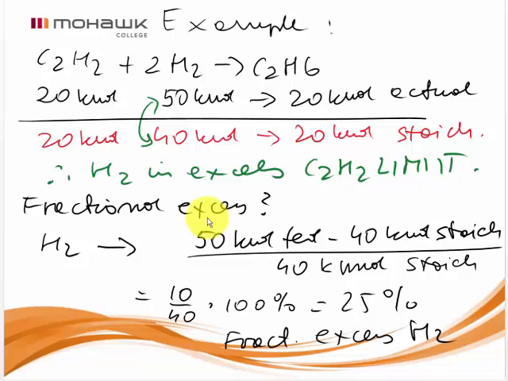The next question is, what would be the fractional excess in this process? Fractional excess obviously refers to the reactant which is in excess, and based on the definition we will have hydrogen fed into the reactor, actual quantities, minus 40 kilogram moles of the hydrogen from the balanced stoichiometric equation, divided by 40 kilogram moles of hydrogen, that's the quantity coming out from the balanced chemical reaction. So 10 divided by 40 times 100% would give us 25%. So the fractional excess of the hydrogen is equal to 25%.